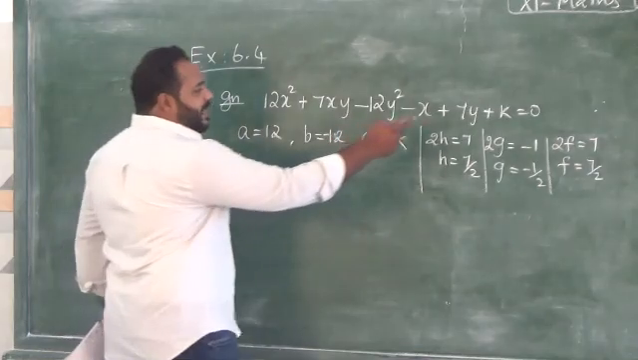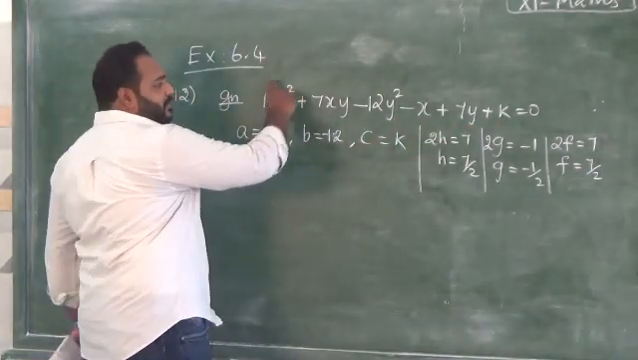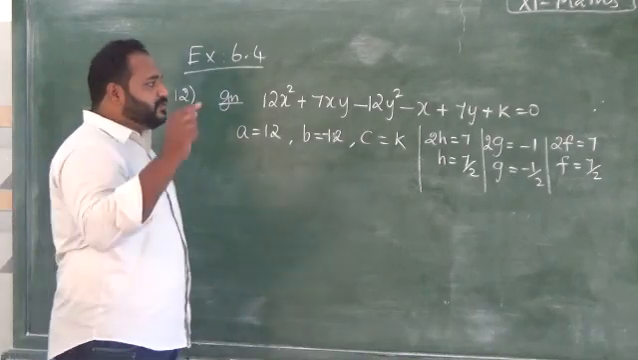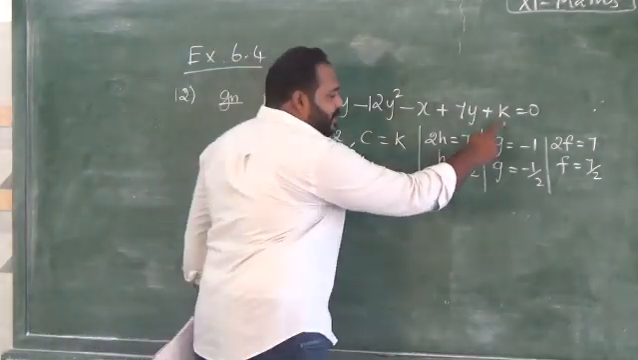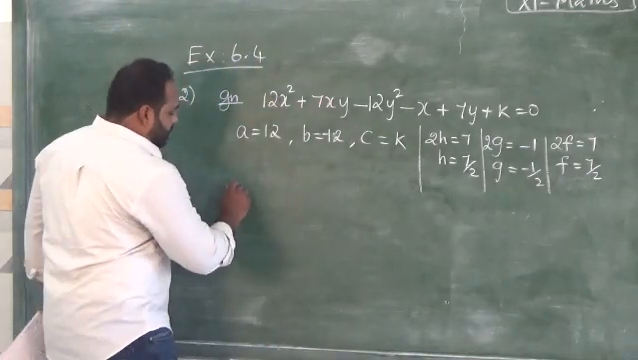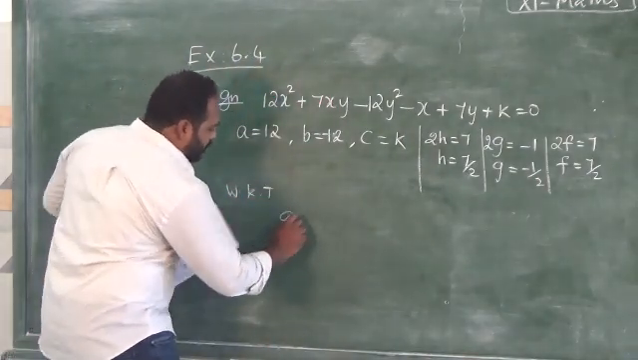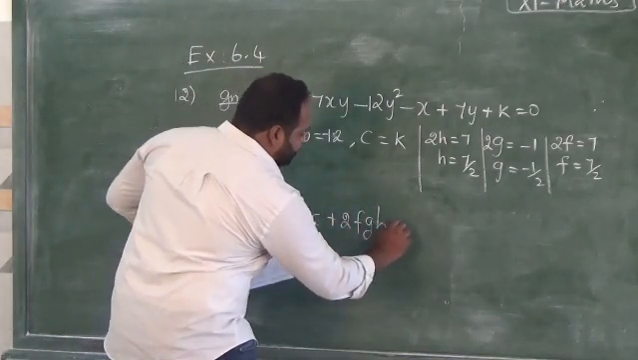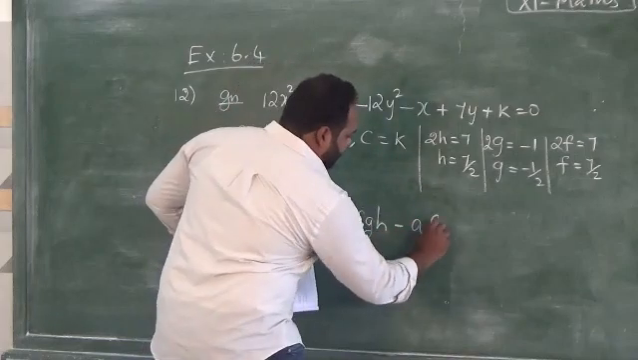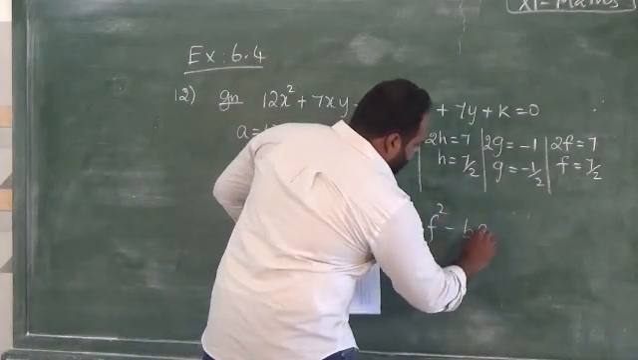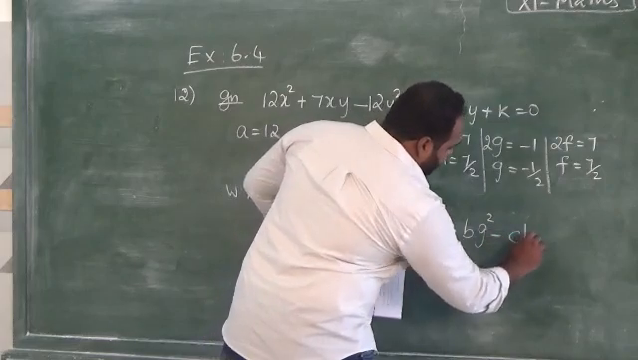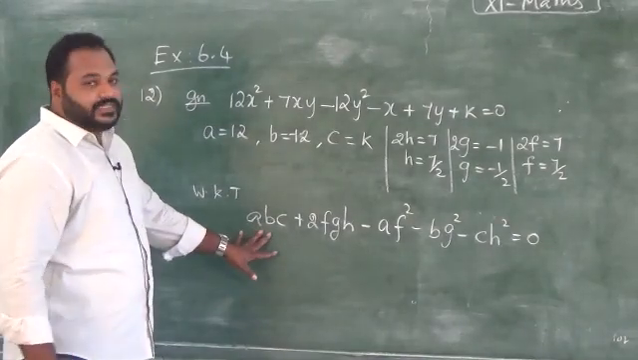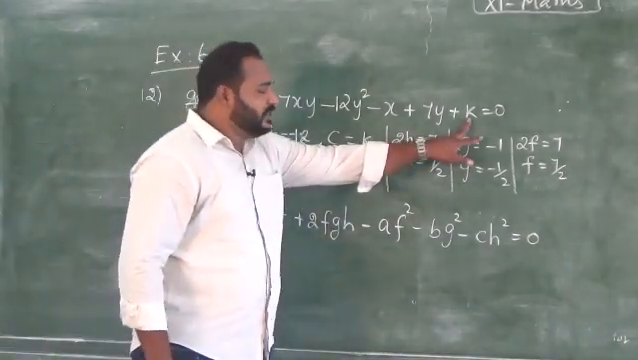So for finding k, it is a pair of straight lines, so we know the general form. Using the general form, I am going to find the k value. We know that ABC plus 2FGH minus AF square minus BG square minus CH square equal to 0. I am going to substitute the values in the general form and find the k value.